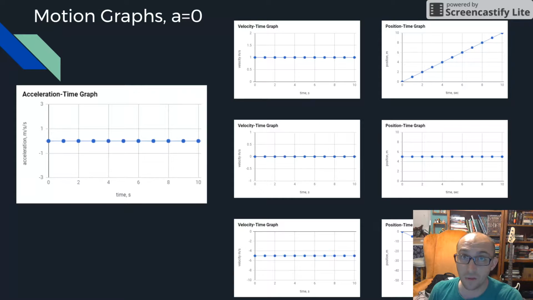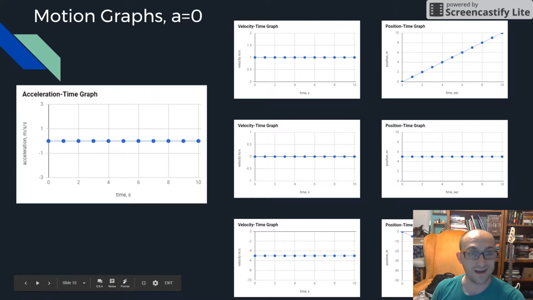If the velocity is zero, that means the position is going to change by zero every second. So it's going to be constant. Position's not going to change because the velocity says, hey, position, change by zero every second. Here, I got a positive velocity. So that means the position is going to go plus 1 each second.